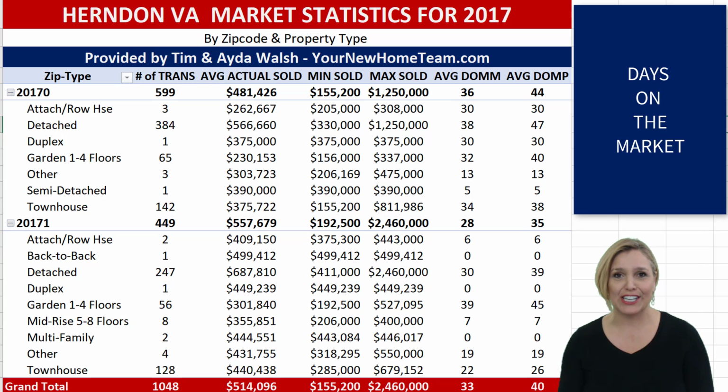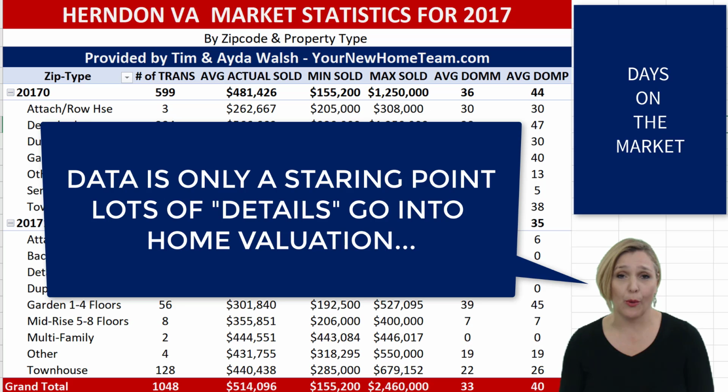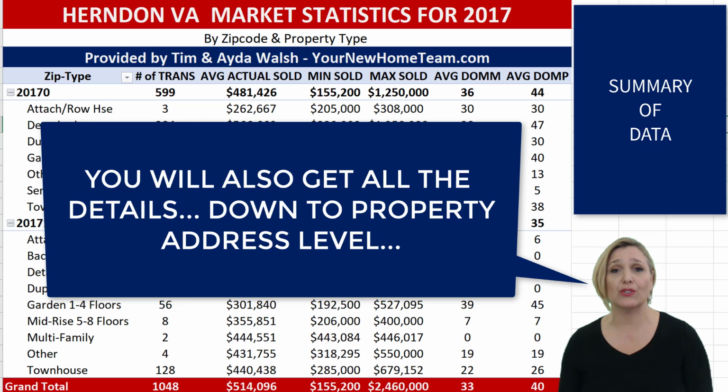There's lots of details that go into why homes sell for more and faster. And there are details behind this report, so when you do download this, you're going to get all the details as well. These are just the summary ones, so I wanted to explain what those summaries are, what they mean, so that you can utilize it for your needs.